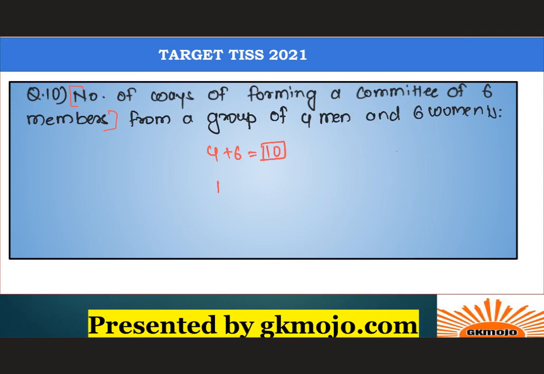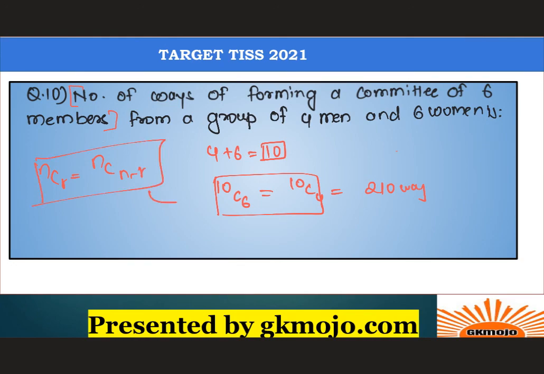So basically this can be done in 10C6 ways, right? So 10C6 is also equal to 10C4, right? Hence the correct answer is 210 ways. How is this 10C6 equal to 10C4? nCr is equal to nC(n minus r), right? This is a formula which I have applied over here. So this is 210 ways in which this committee can be formed.